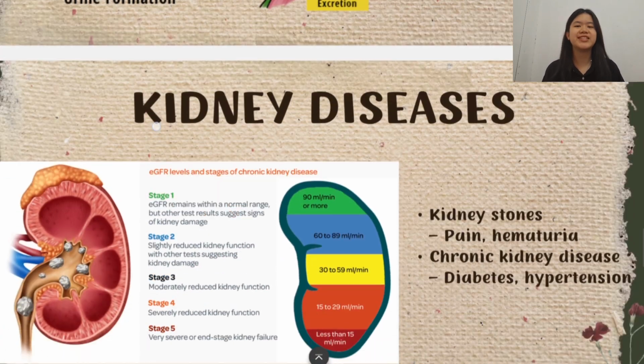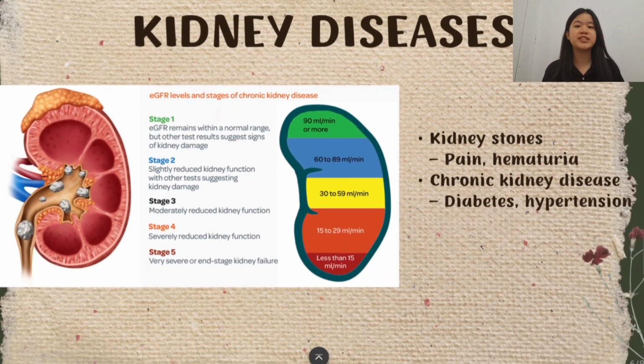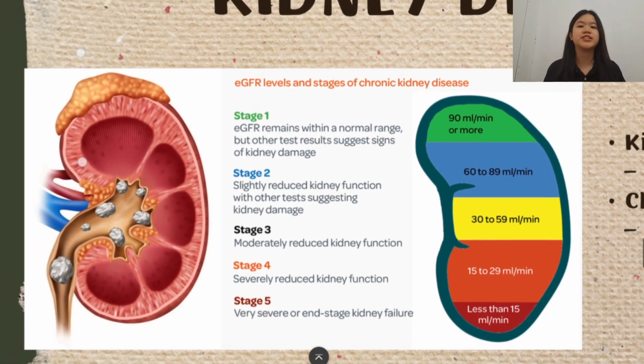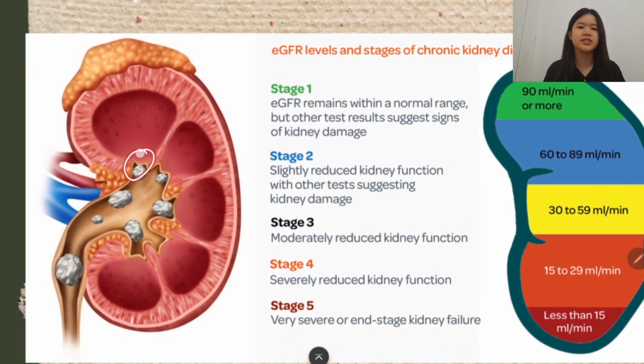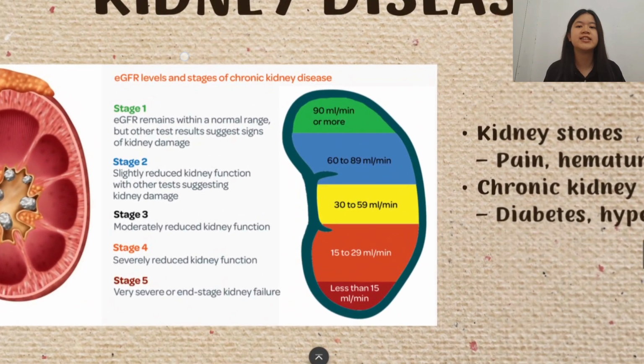The next part that I'm going to discuss is kidney diseases. There are two diseases that will be covered in this study, which are kidney stones and chronic kidney disease, CKD. First of all, kidney stones form when minerals such as calcium crystallize in concentrated urine. Small stones may pass without symptoms, but larger stones can cause severe flank pain, blood in the urine, and urinary obstruction. The treatment depends on the stone size and may include hydration, medications, lithotripsy, or surgery.